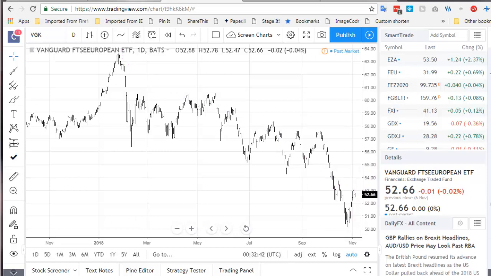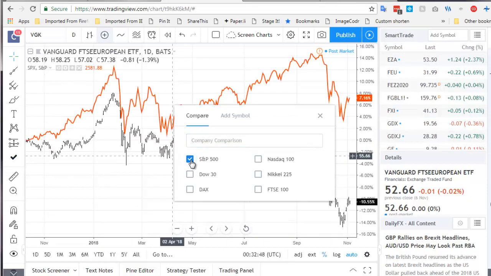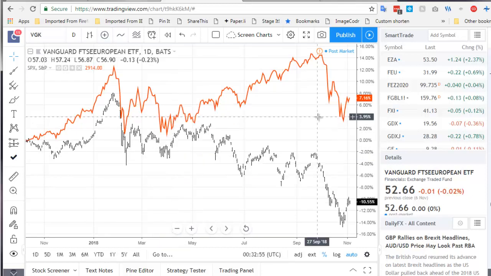Why am I interested in Europe? I'm going to pull on the same chart a comparison between Europe and the S&P 500, a similar index of the top 500 American companies. We can see here already, just year to date, there's a gap: the US has gone plus 7% and Europe is down 10%. So I'm interested in filling this gap.